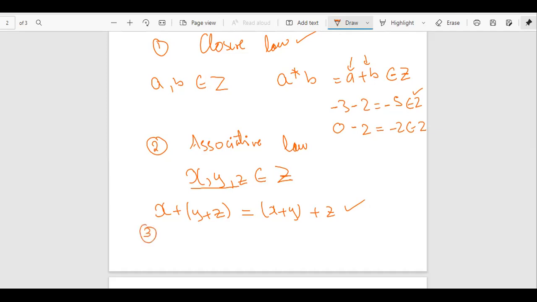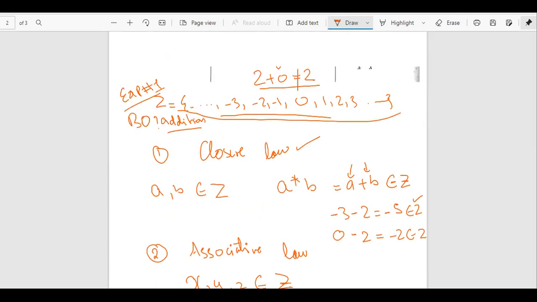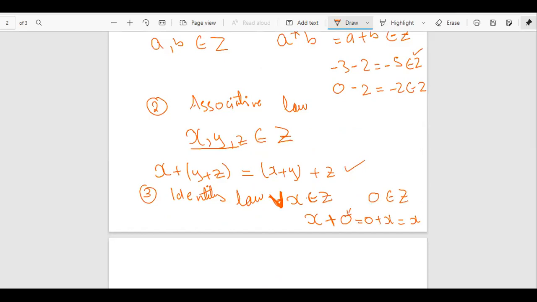So associative law is also satisfied, right, Ahmed? Yes. The third law is identity law. What is this law? Let's say x belongs to Z. This sign means belongs, and this upside-down A means for all. So in English, it means for every element x of Z, if you do x + 0 = 0 + x, you are going to get x. This is the identity law, and this number 0 should belong to your set. In this case, we have integers. Clearly, 0 belongs to the set of integers, so identity law is also satisfied, okay?